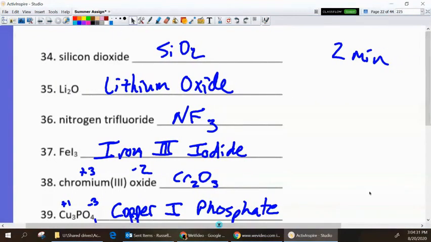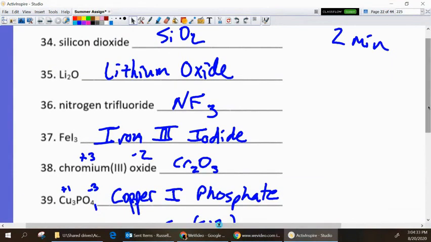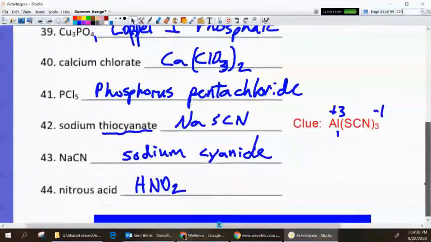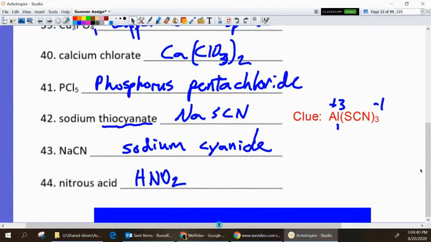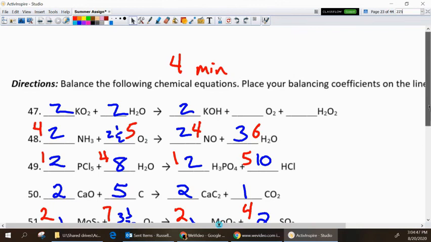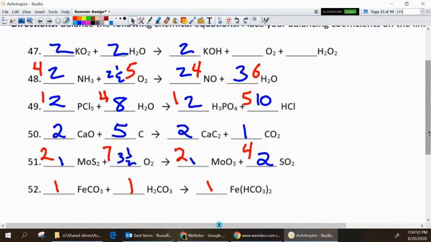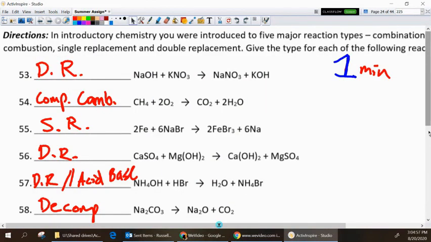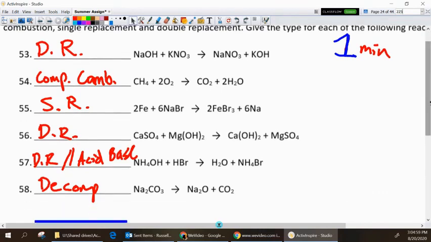Okay. Again, here you have 34 through 39. Pause your video and check your answers. 40 through 44. Pause your video. Check your answers. The balancing equations, we can get all these on one. So pause your video and check your answers. This part you probably knocked out of the park, but just in case, pause your video and check your answers.